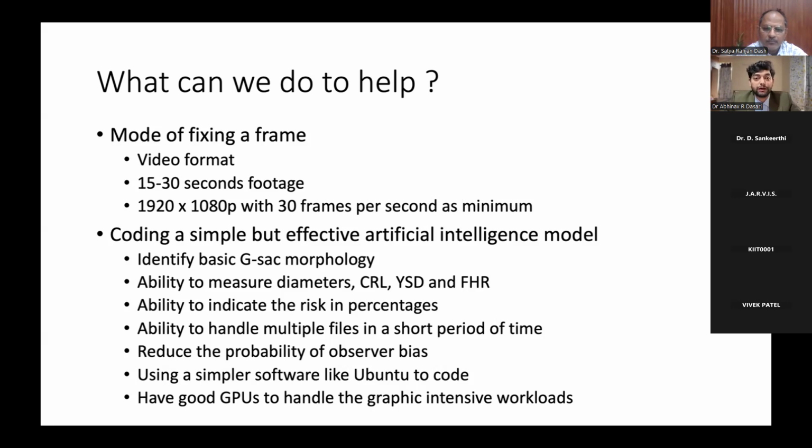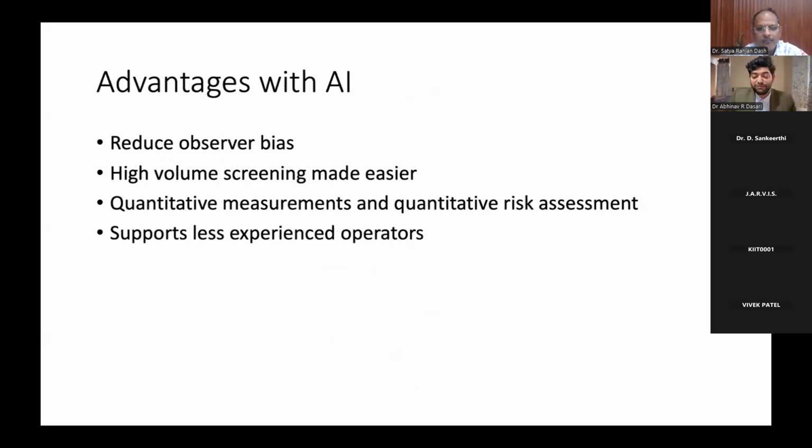Like interpreting a number is easier than features. Like quantitative is easier than qualitative. It should be able to handle multiple files, multiple patients in short periods of time and reduce the probability of observer bias. It should be done with a simpler software like Ubuntu to code. And yeah, I know I need not tell you guys because everybody is from CSC. They'll know GPUs and CPUs to handle the graphic intensive workloads.